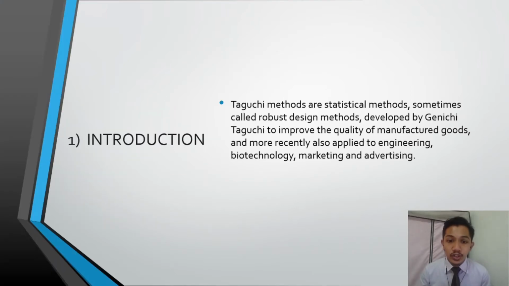For the introduction, I will tell you briefly about my project. Taguchi method means a statistical method, which is used to streamline the design of a material or manufacturing process. It was created by Genichi Taguchi to improve the quality of manufactured goods, and now it is widely used in engineering, biotechnology, marketing, and advertising. Various other fields use the Taguchi method to streamline the process.